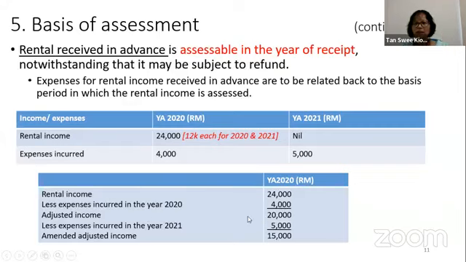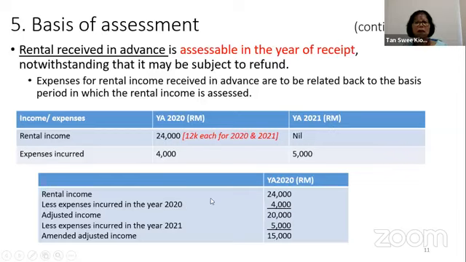In your Form BE, let's say you don't have business income, there's one column for you to do adjustment for your prior year adjustment. Then in year 2021, when you submit your tax return, you need to do the adjustment, less expenses incurred in the year 2021. You submit this adjustment in the following year, year 2021. Then this is your amended adjusted income. So this 5,000 can offset against this rental income paid in advance, but do the adjustment in the year when you incur that expense, which is in year 2021.